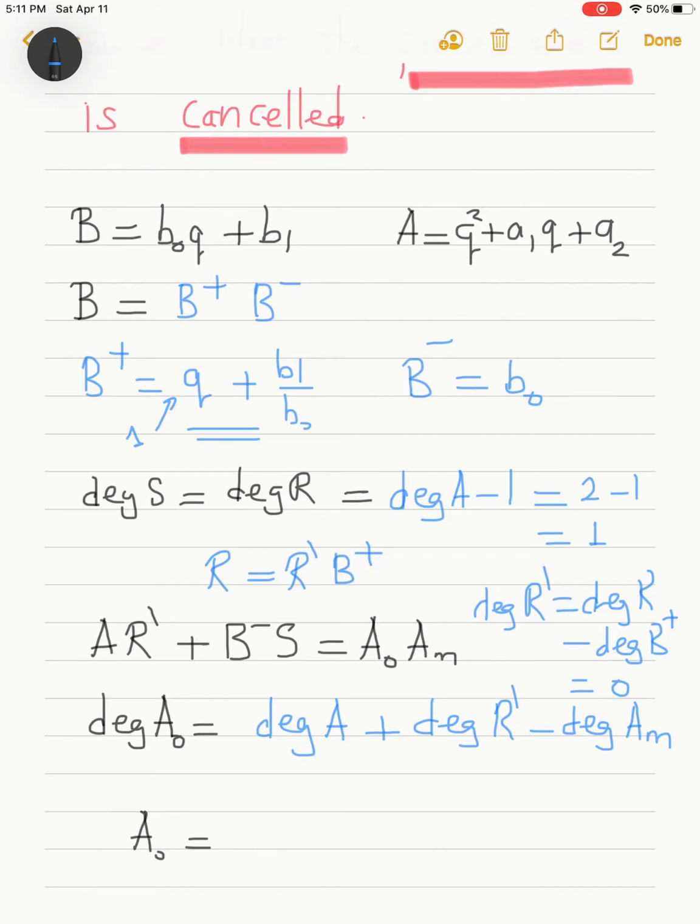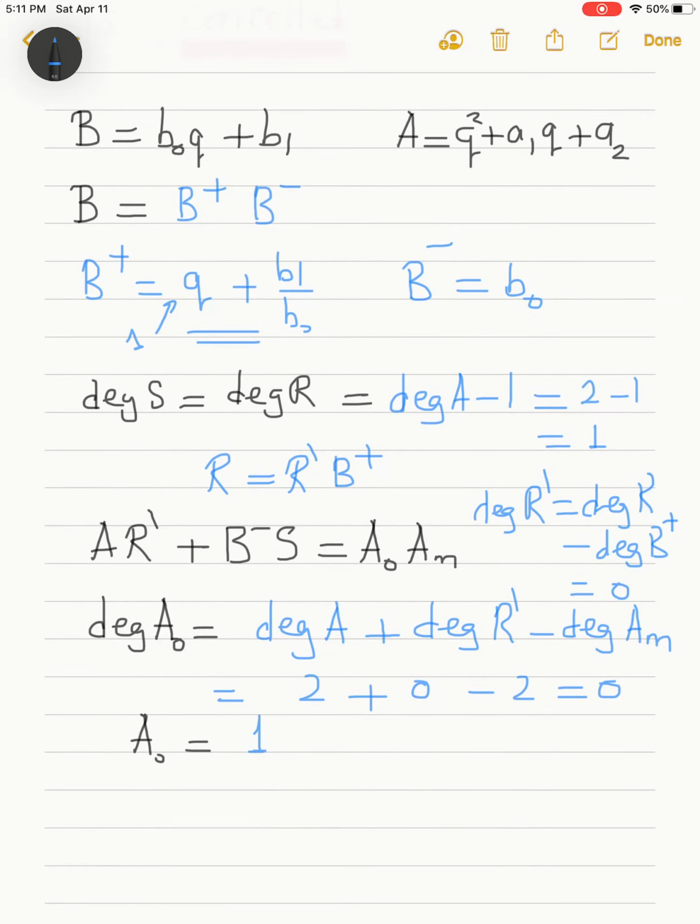So the degree of A is 2, the degree of R' is 0, and the degree of Am is 2, so that will lead to the degree of A0 equal to 0. That means that the observer polynomial A0 could be just taken as a constant, and we typically take it equal to 1. So actually there is no need for an extra polynomial to represent A0. Now the next step is to solve the Diophantine equation. Now we substitute for A by q squared plus a1 q plus a2.